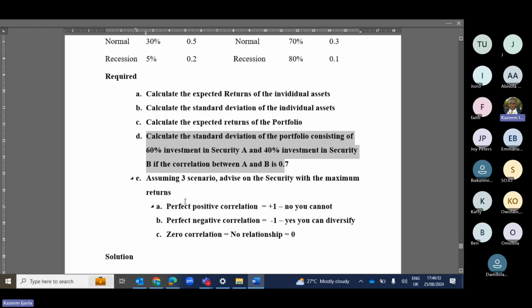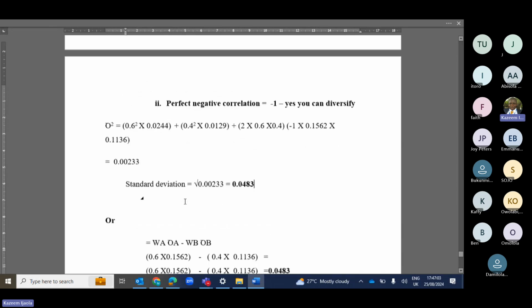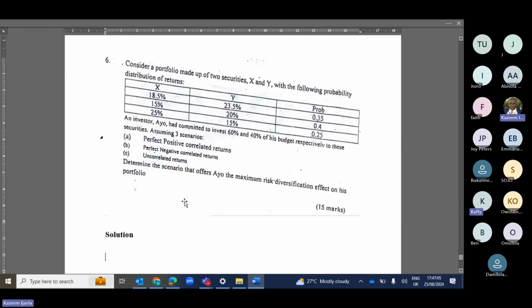So tell me how you will jump to E without knowing your standard deviation, without knowing your expected returns. You need all those things. Without knowing your variance, you need it. So don't fall into the trap that there is no way you can calculate it. All right, so let's do it now, fast.